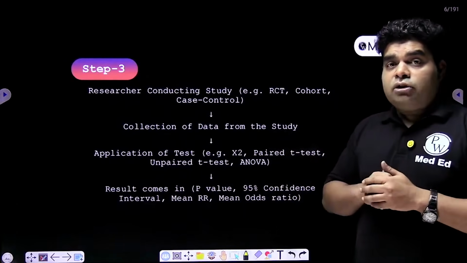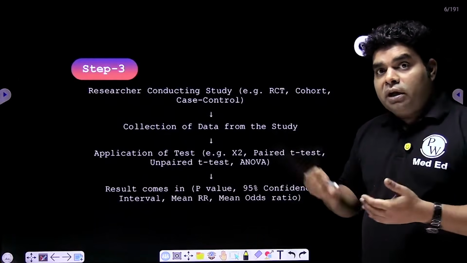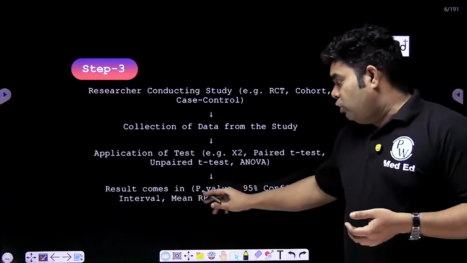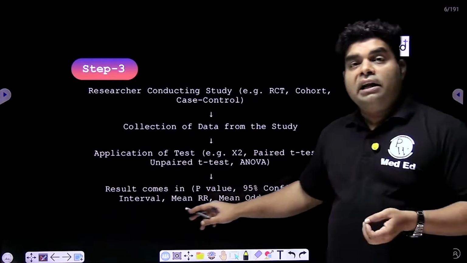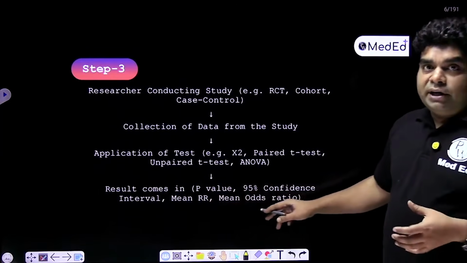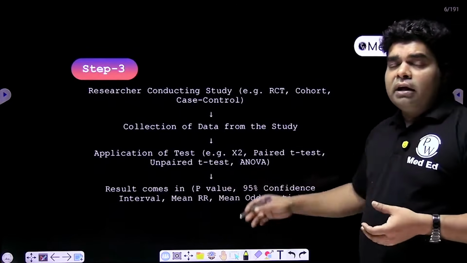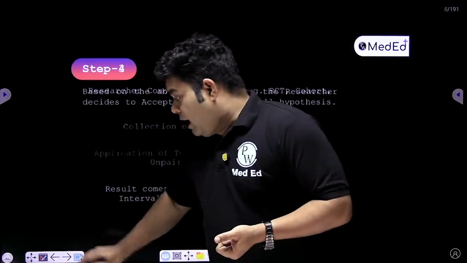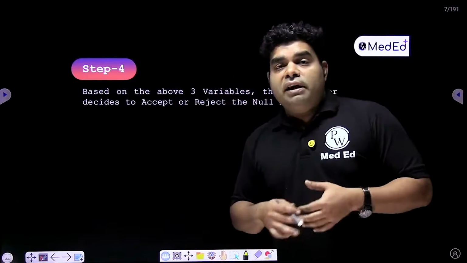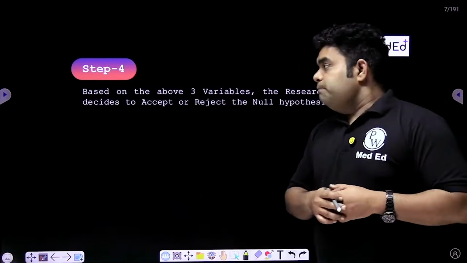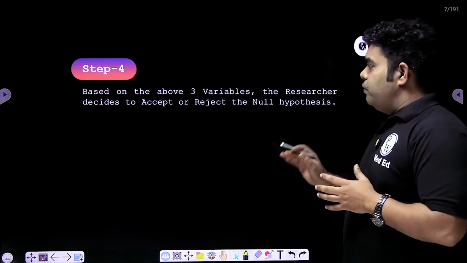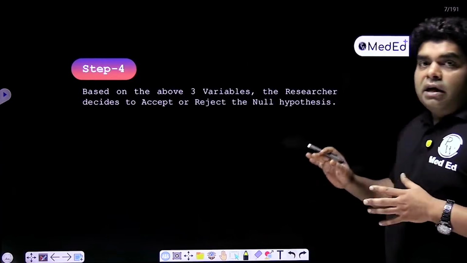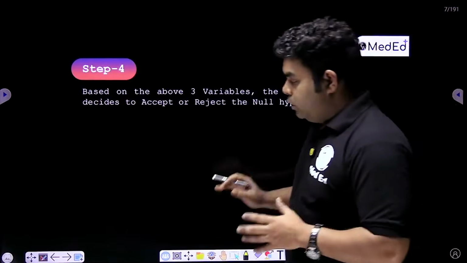After applying chi-square, paired t-test and all, the computer gives the result in terms of p-value, 95% confidence interval, mean relative risk, and mean odds ratio. And based on these 2-3 things, we decide whether our study was significant or not. And if the study is significant, we will reject the null hypothesis. So based on these 4 variables, we decide whether to accept or reject the null hypothesis. That is the last step.